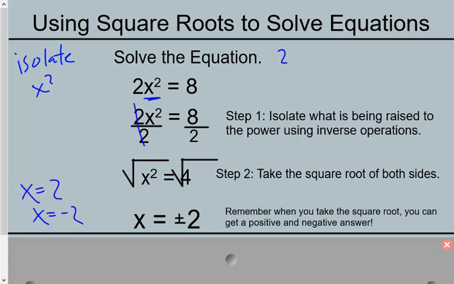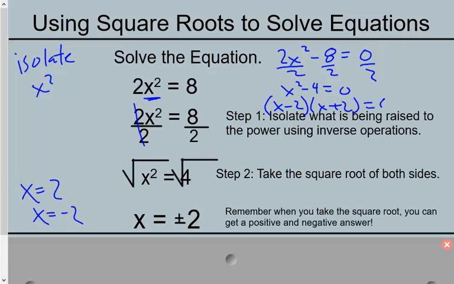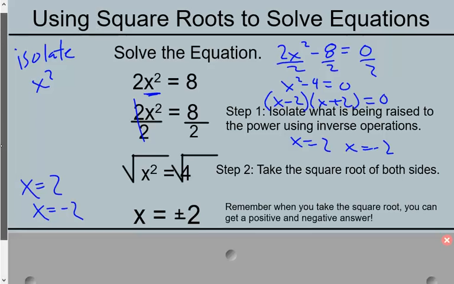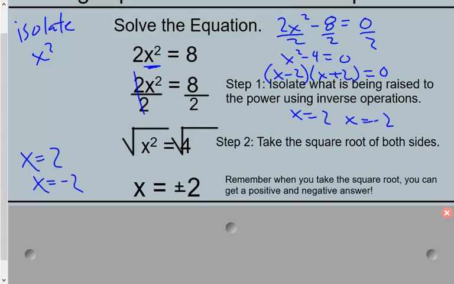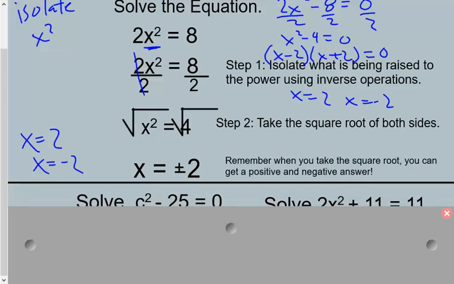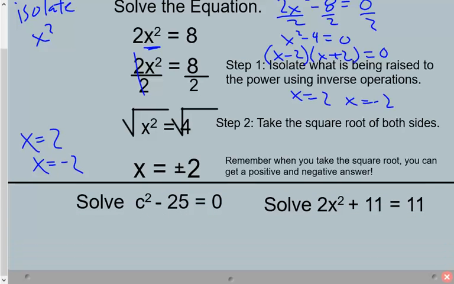And to kind of show you that, what I'm going to do is I'm going to subtract 8 from both sides. And then I'm going to put this into factor form, or divide by 2, and you have x squared minus 4 equals 0. And this factors into x minus 2 and x plus 2. So we have x equals 2 and x equals negative 2. There's almost always two answers for quadratic equations. So there's actually two ways of doing this. Factored form and using radicals. So here's a couple more examples.